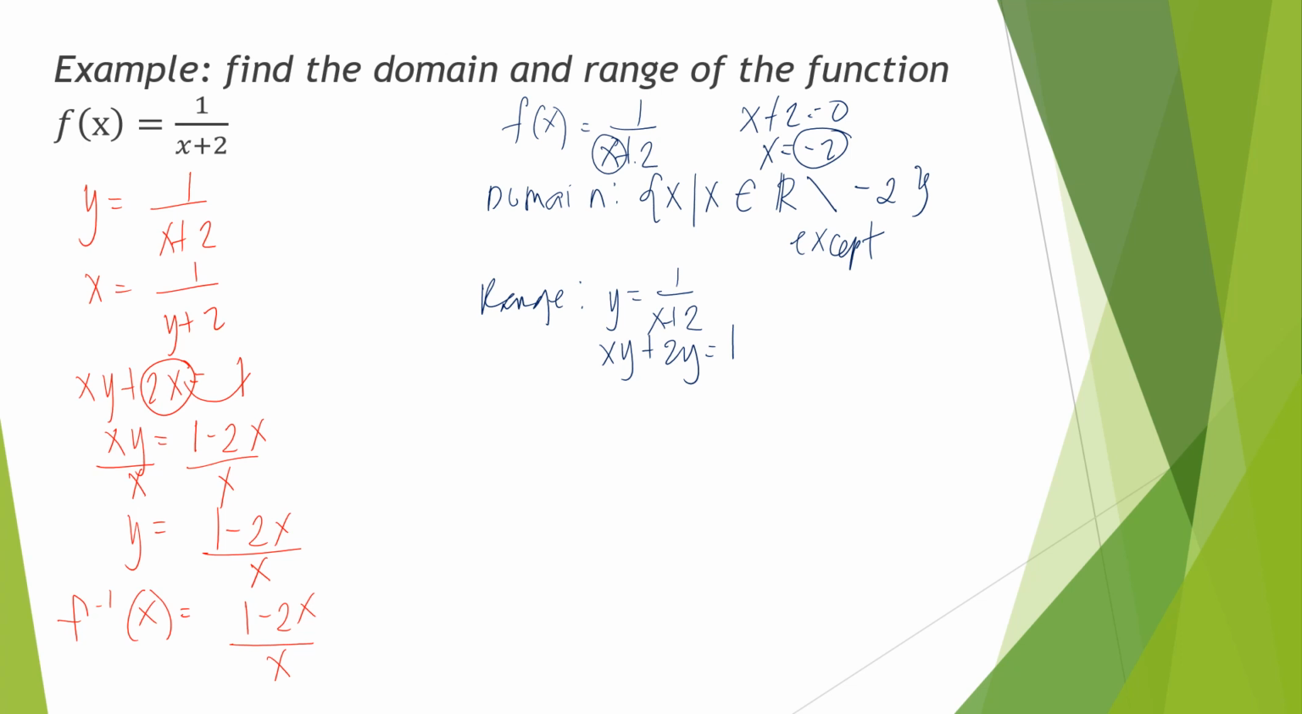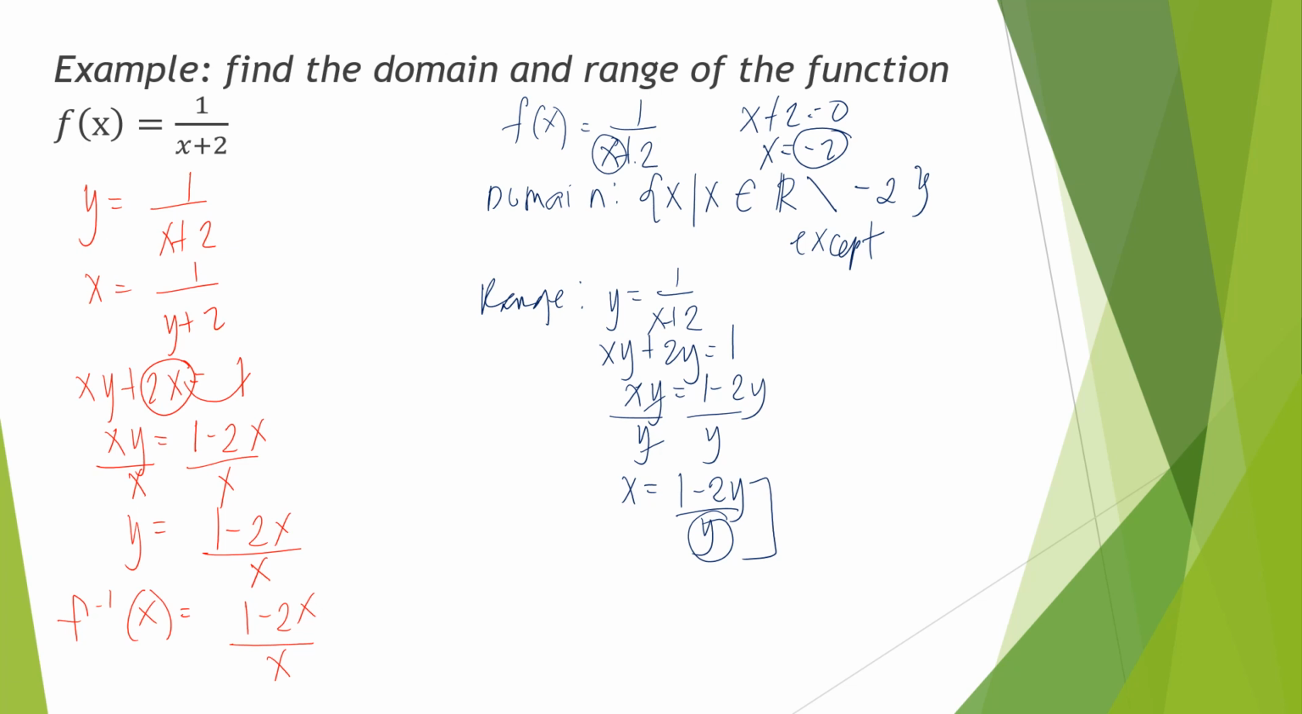Then we transpose 2y to the other side. So, 1 minus 2y, then divide both sides by y. So for our x, x is equal to 1 minus 2y over y. So, this is our denominator. Since it's only y, what would be the value of y that will make this undefined? It cannot be 0.